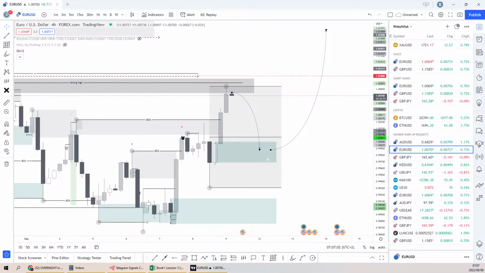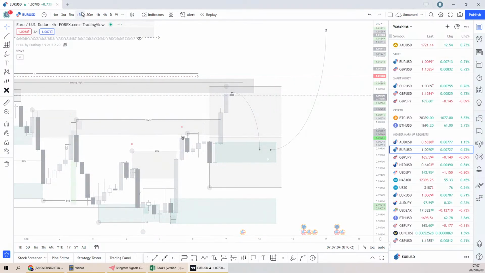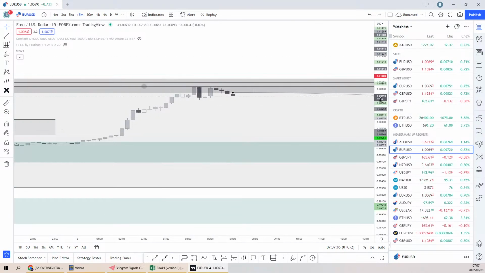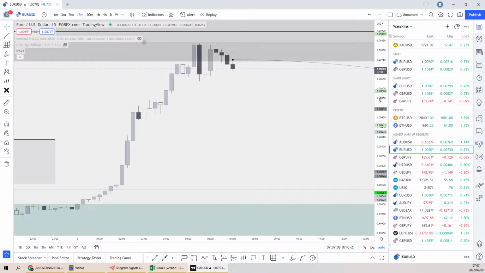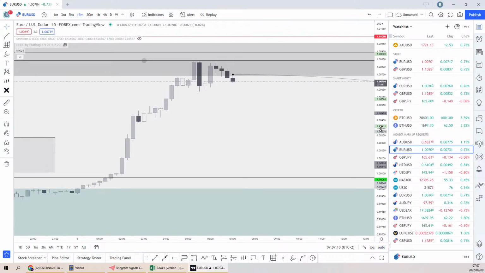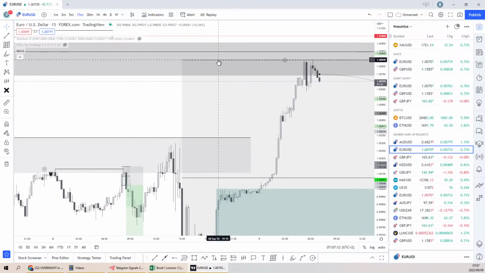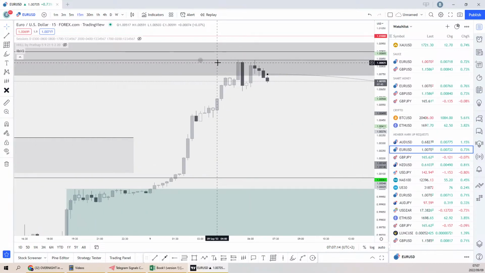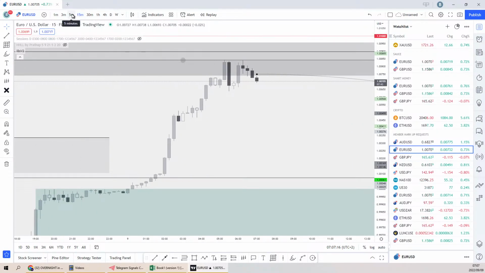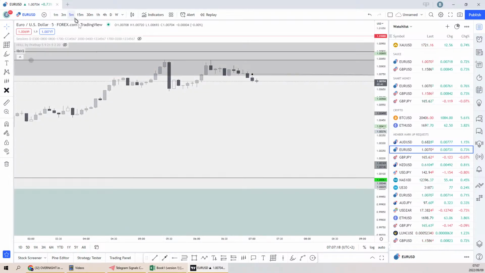Monitor and react. Let's see if we did get an entry out of the supply. I wouldn't have used it because it's been fully mitigated. What line is this? This seems to be quite strong. Okay, this is my high. 5 minutes. Would have given an entry.